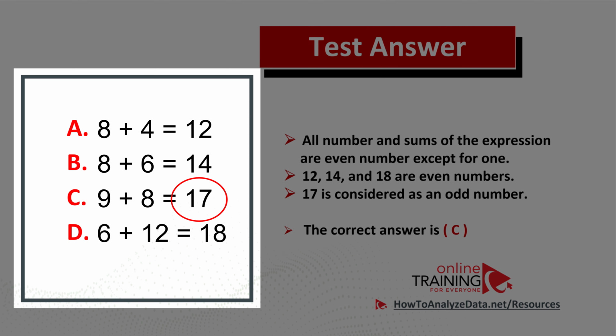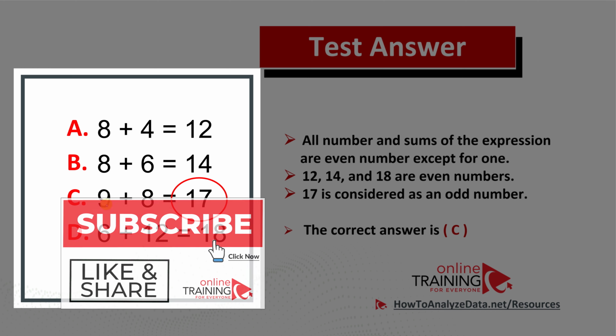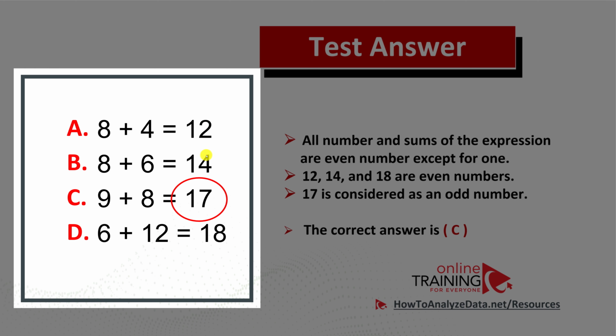What's interesting about this question is the fact that we're dealing here with odd versus even numbers. You see that expression A has all even numbers, 8 and 4 equals 12. Expression B is the same thing, 8 plus 6 is 14, all even numbers. Same with expression D, 6 plus 12 equals 18. So expression C has 2 odd numbers, 9 and 17. And if you look at the answers, you can also figure it out by just looking at the answer. The answers are 12, 14, and 18 for solutions A, B, and D. And for C, the answer is 17.